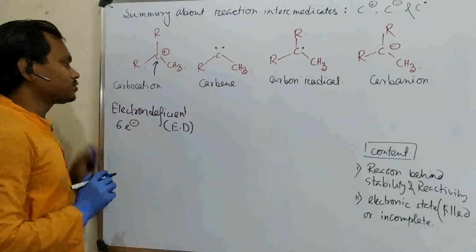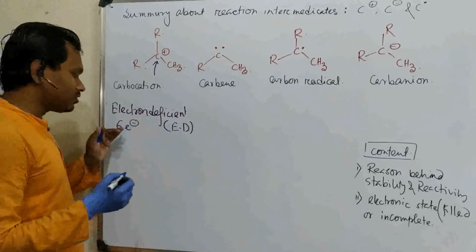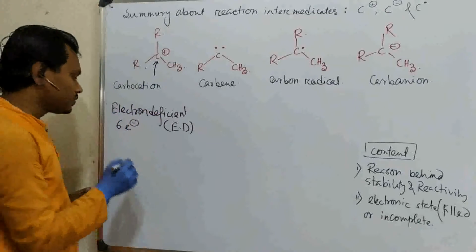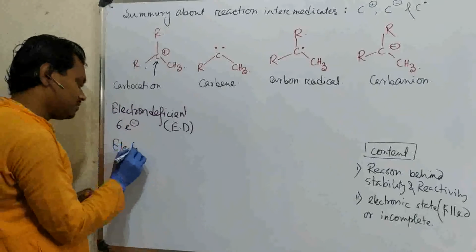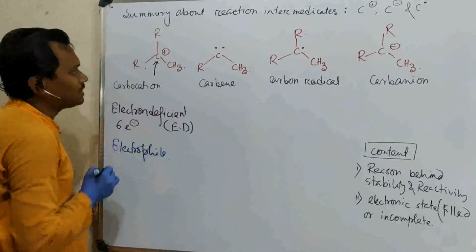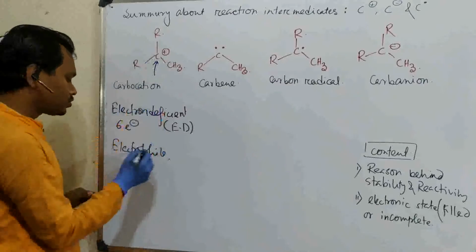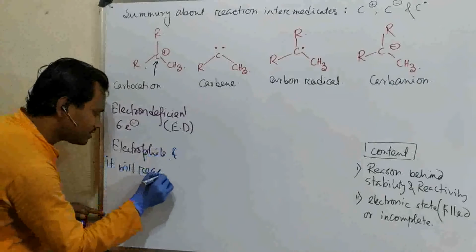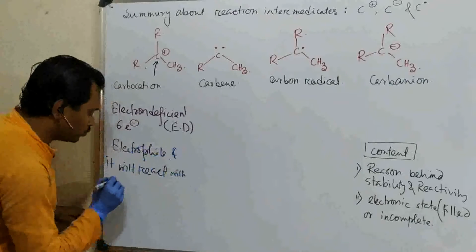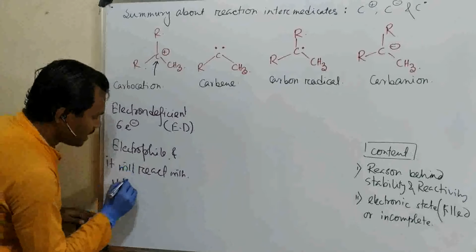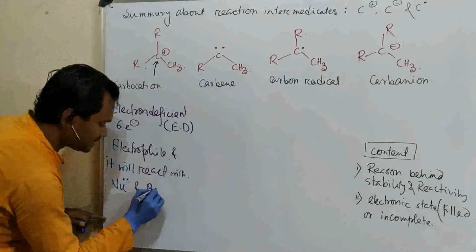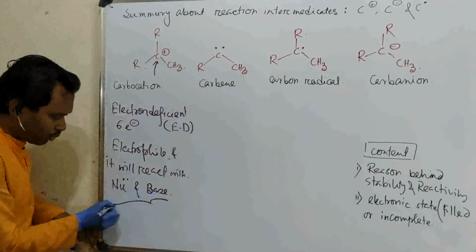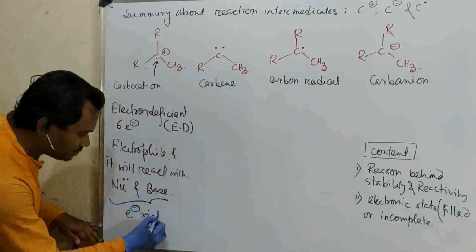Okay, electron deficient. Why is it electron deficient? Because every atom needs 8 electrons to fill its octet, and here we have only 6. So it's an electrophile. That is the character of this species. So whom will it react with? It will react with two things: one is a nucleophile and the other is a base. Why? Nucleophile and base are both electron rich species, so the electrophile will react with electron rich species.